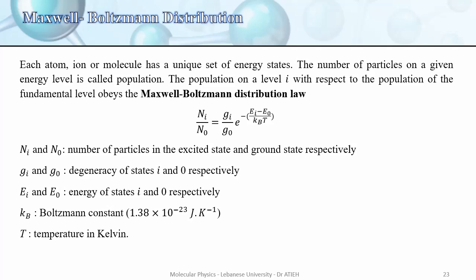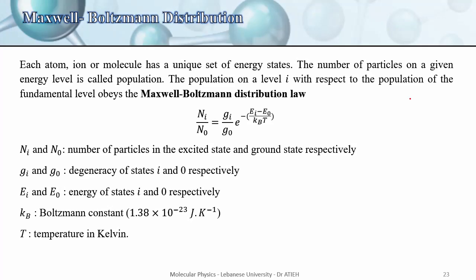We have said that one important reason for the maximum intensity is the existence of a maximum in the population of rotational levels. So we have levels occupied more than other levels, which affects the maximum intensity in the rotational spectrum.